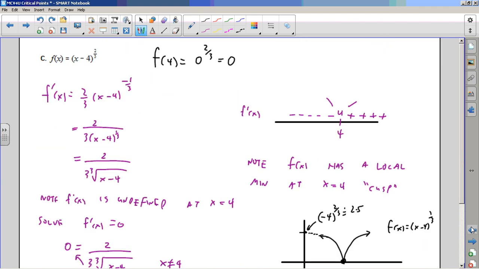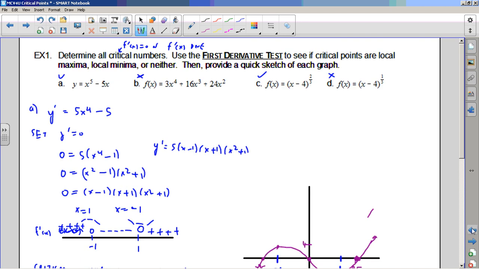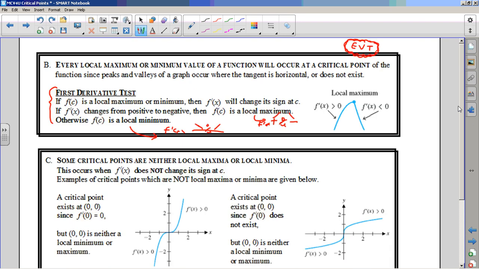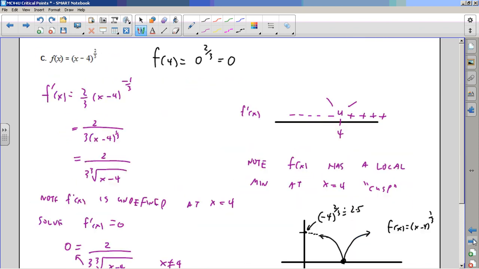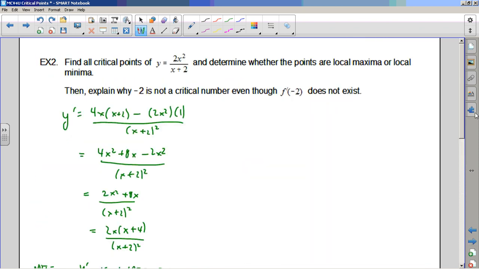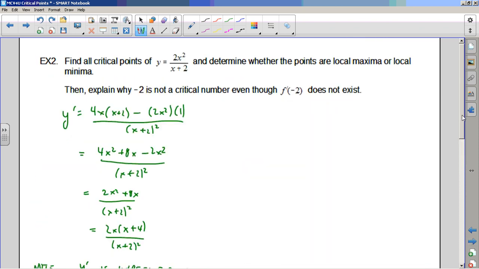So let's look back at all the stuff we did today. Holy moly! Where's the definition? Right here. Oh no, one more. For a critical number, the first condition was that the function had to exist at that point. And in fact, in our last example, it does not. It does not, so that means it's not a critical number.